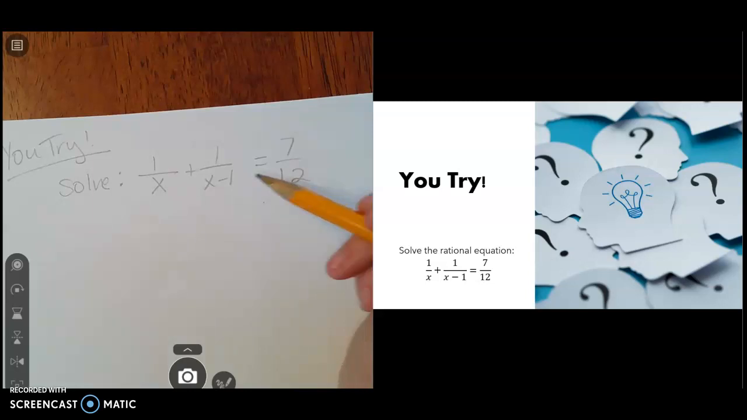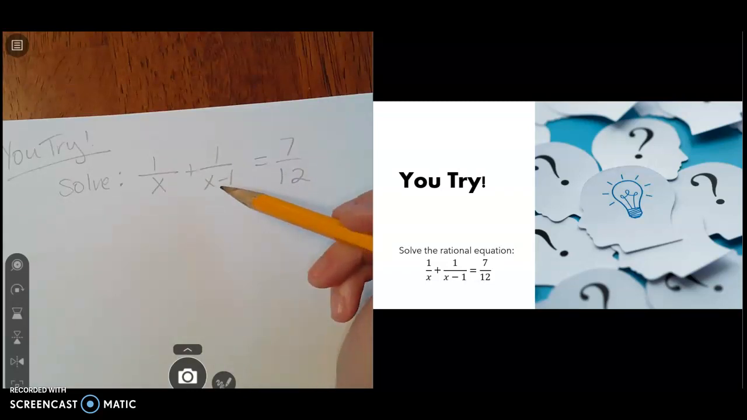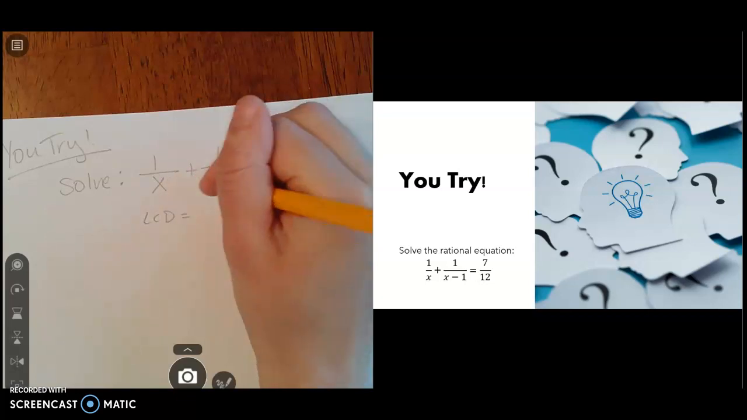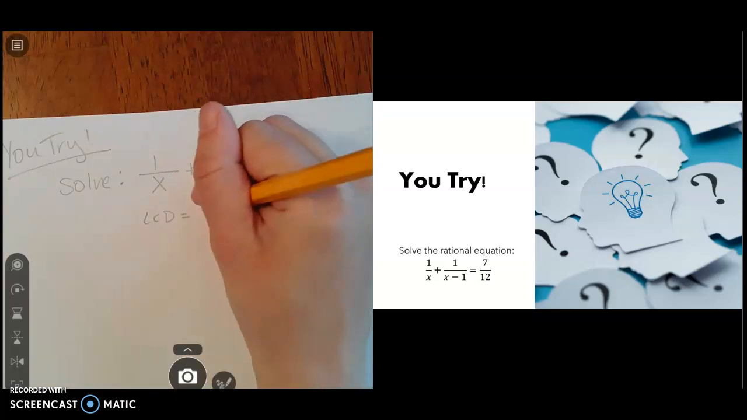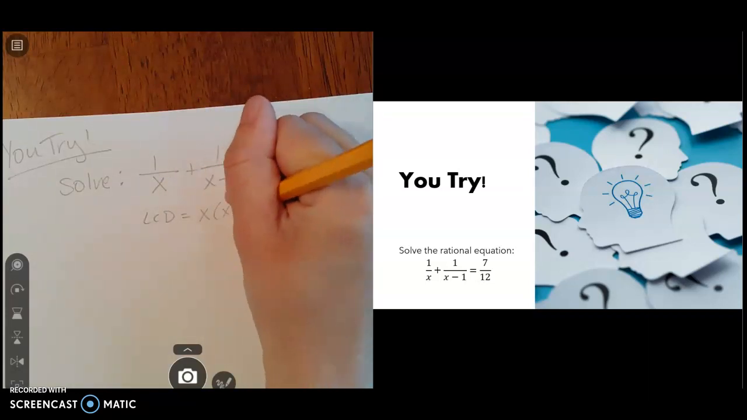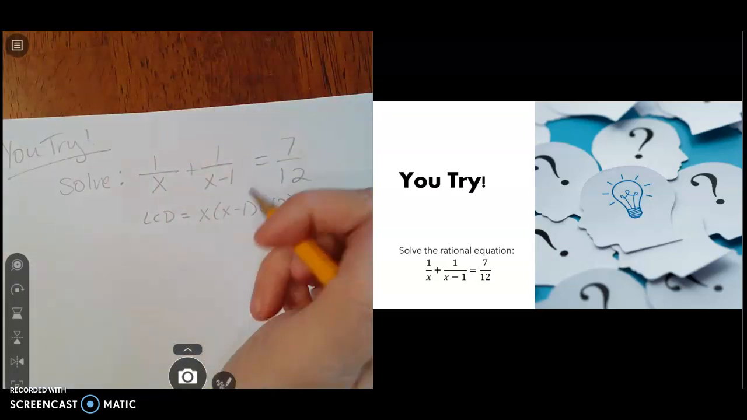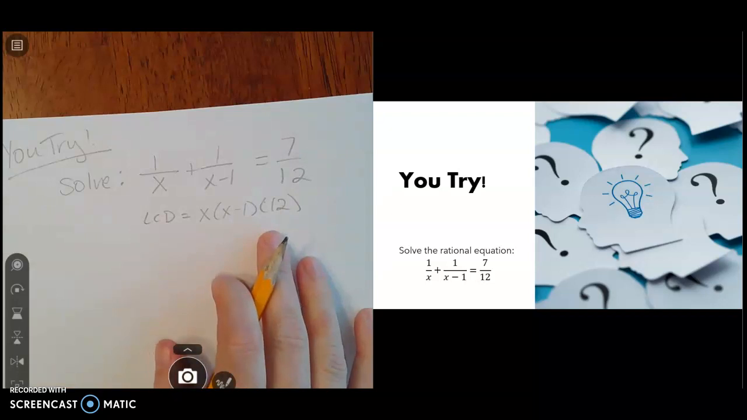So when you're solving a rational equation, the best first step is to multiply both sides of your equation by your least common denominator. My denominators are x, x minus 1, and 12. So the LCD that I'm going to be multiplying everything by includes all of those terms. There's no overlap. So x, x minus 1, and 12. I'm going to multiply by all three. So let's take a look at that one term at a time.